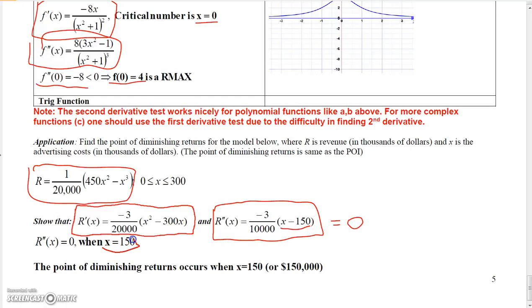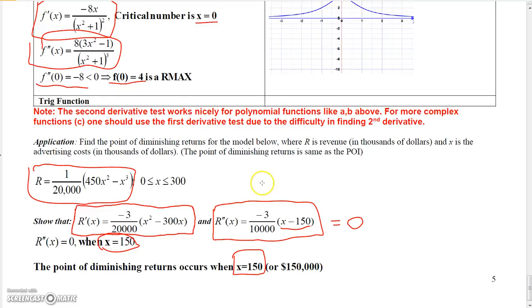If you check this function just to the right of 150, you'll find that it is concave up, and just to the left of 150, you'll find that the function is concave down. So therefore, when x equals 150, or 150,000, that's the point of diminishing returns. In other words, the returns on your revenue begin to slow down. The revenue is still increasing, but at a slower rate than before.